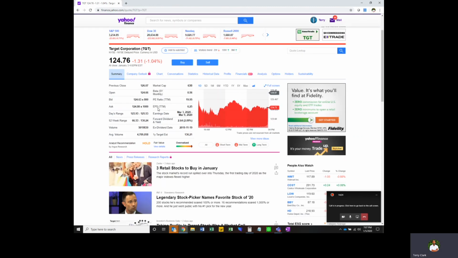PE ratio and EPS. What is the EPS? The PE ratio is the price per earnings, and the earnings is pretty much right here, the earnings per share. So what is the earnings per share? For every $124, which is the current stock price, they're going to earn $6.25.